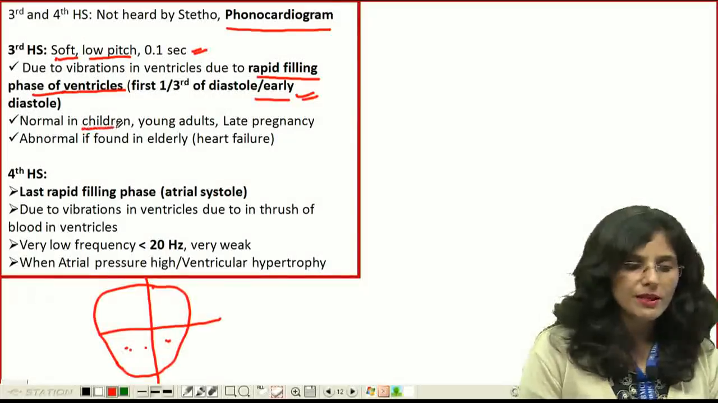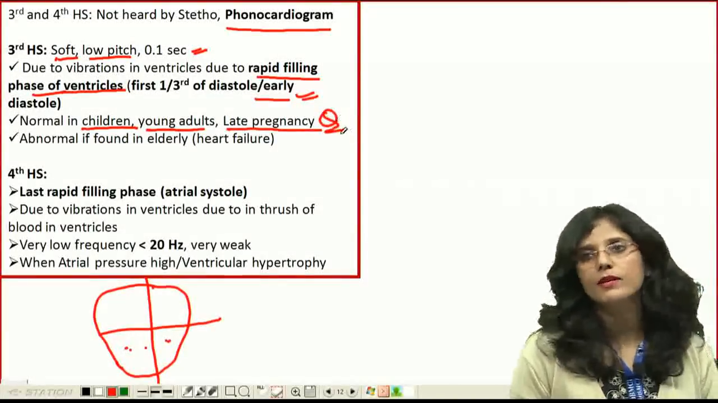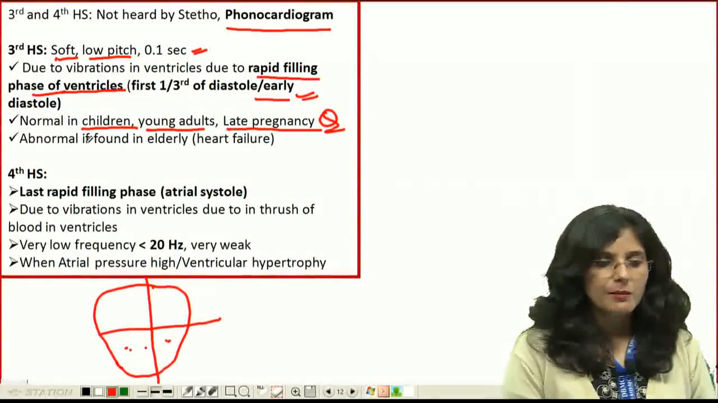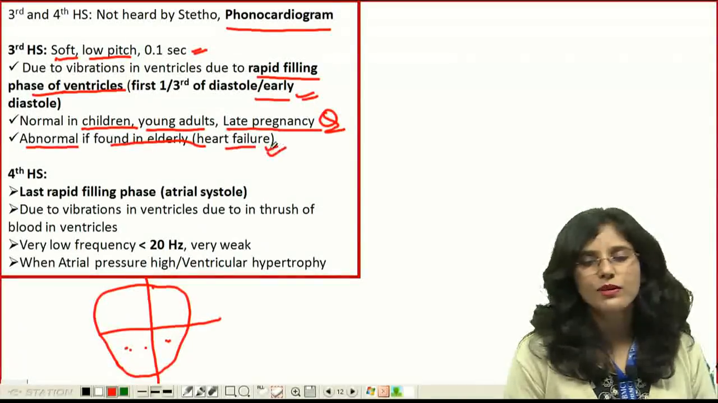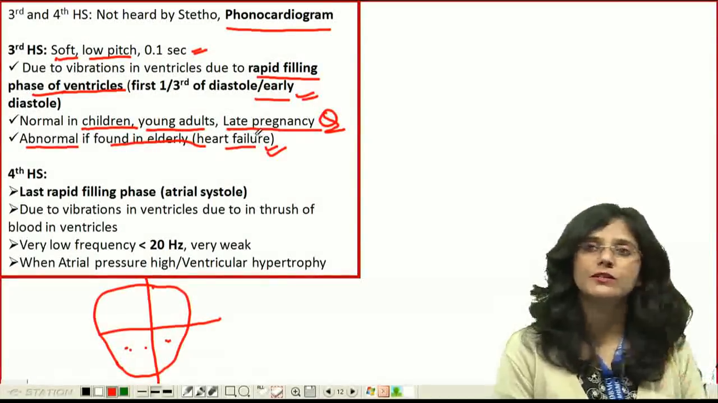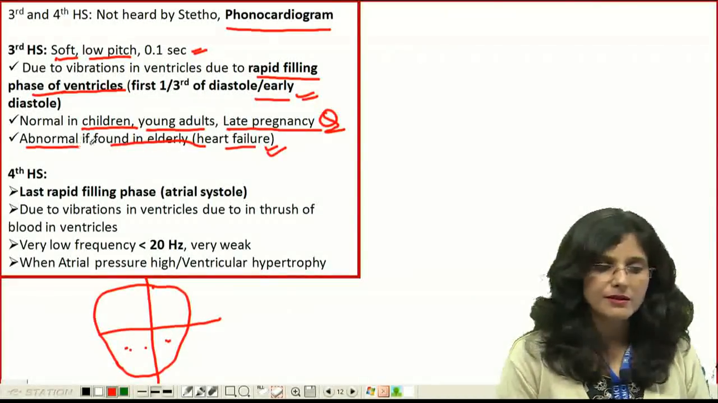But it is normal in children, in young adults, and in pregnancy, and this was our question. But it is abnormal when it is found in the elderly, like in case of heart failure. This can be heard without the phonocardiogram, and this is the abnormal sound.